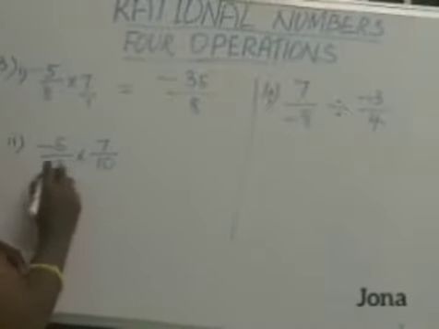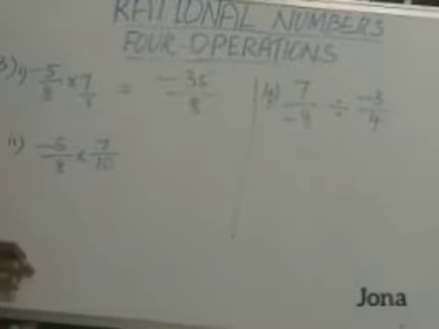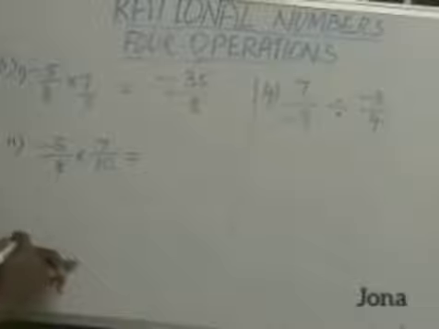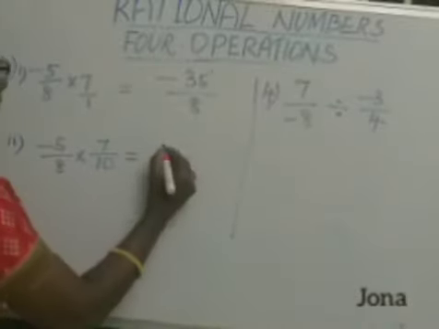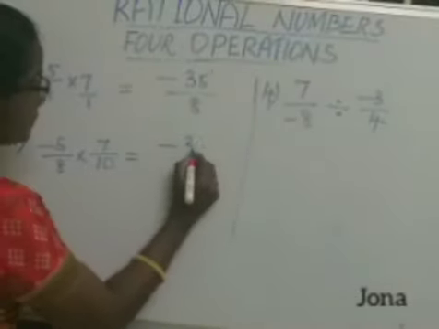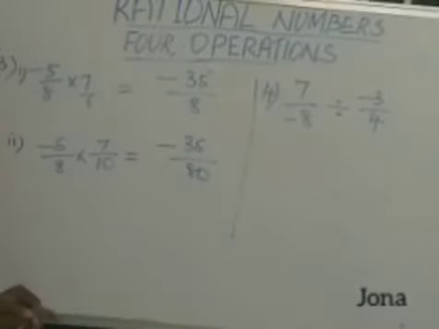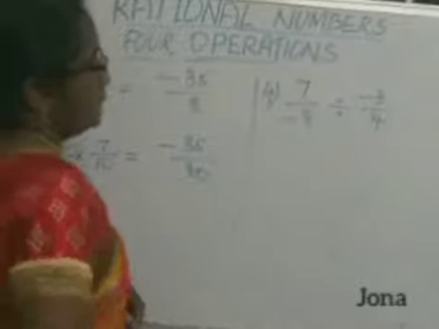Now look at here. Here I have two rational numbers, multiplication of two rational numbers. So as usual you have to multiply the numerators and multiply the denominators. Here minus symbol, 5 sevens are 35 divided by 8 tens are 80. Okay. Now look at the division.